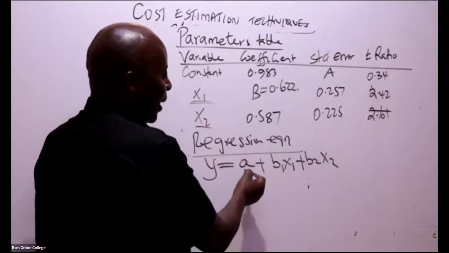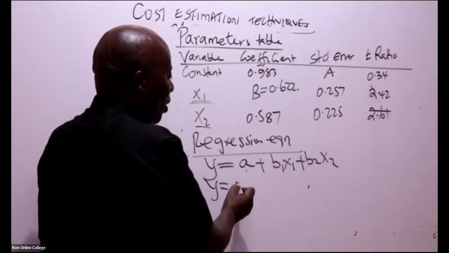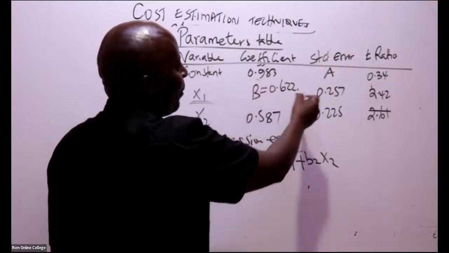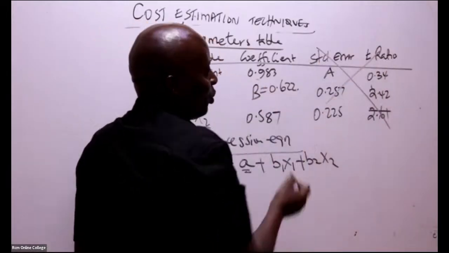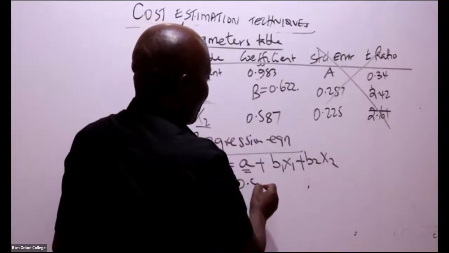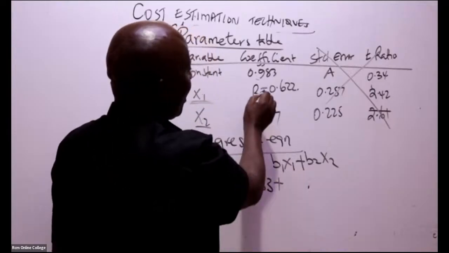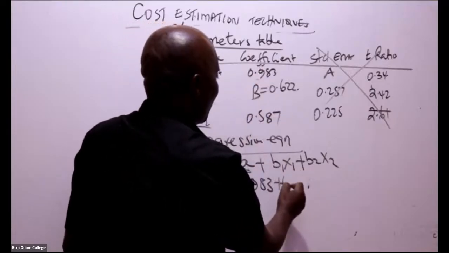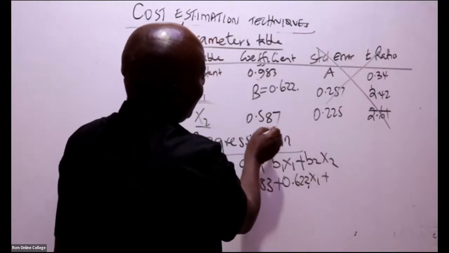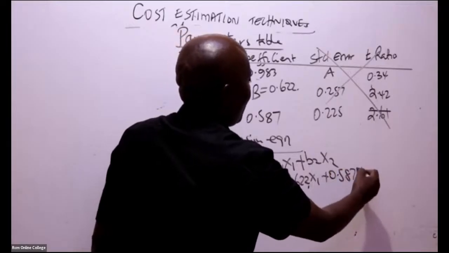Yeah. So remember, A is the constant coefficient, which is this one. Now remember, these 2 are irrelevant in terms of equation formation. We are only looking at these parameters. So the constant is 0.983, plus the coefficient of X1, which is this one here, 0.622 X1, plus, in this case here, the coefficient of X2, which is 0.587 X2.